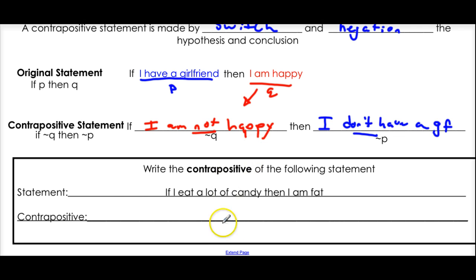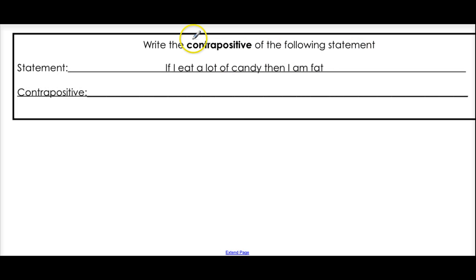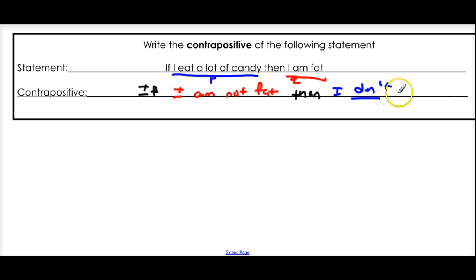So let's try one final example. Write the contrapositive of the following statement. If I eat a lot of candy, then I am fat. All right, so let's do the contrapositive. This is my P. This is my Q. So it's going to be not Q first. So if I am not fat, so you see how that's not Q. Then I don't eat a lot of candy.